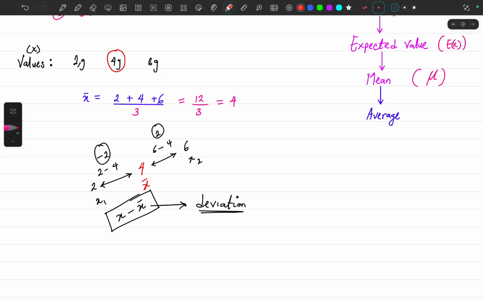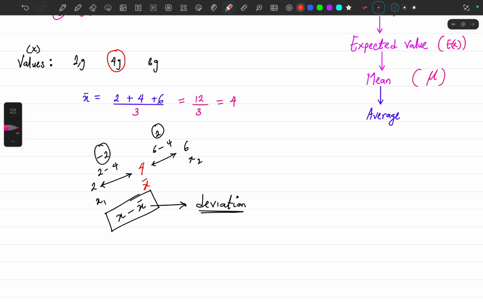So the deviation must always give you 0. X minus bar x must give you 0. Deviation must give you 0 because the center of the data is 4. So at any point you find your distance, by the time you sum up all those distances, it must give you 0. Does that make sense here? So the deviation is x minus bar x.